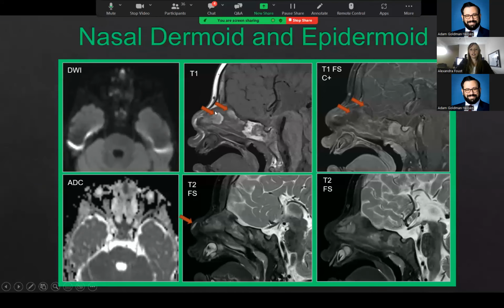So you can see that the lesion was T1 bright. They actually have another separate little component that's extending more posteriorly along the surface of the brain here. And you see a little sinus tract as you go slightly to the side that goes right up to a little pit on the surface of the nose. And here's the tract extending back posteriorly towards that foramen cecum.